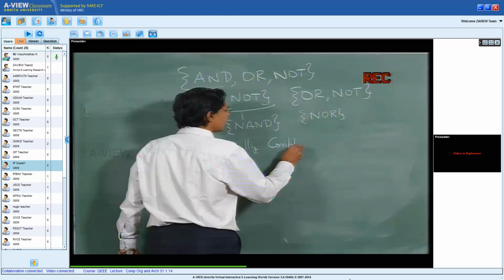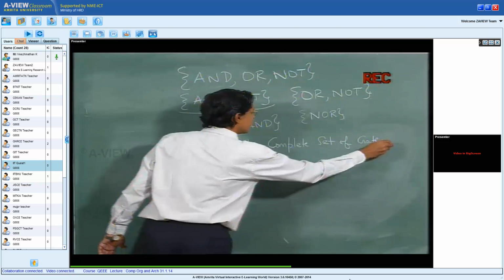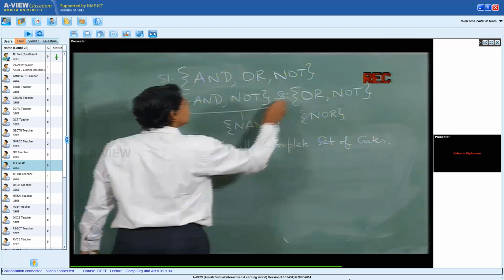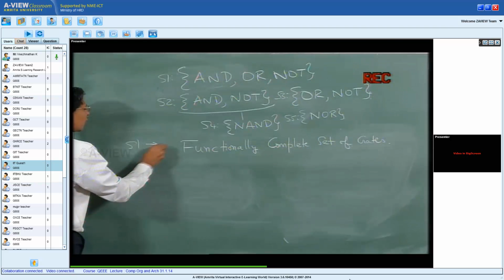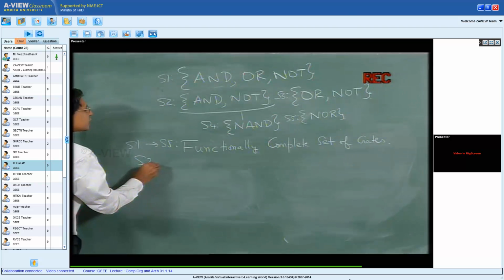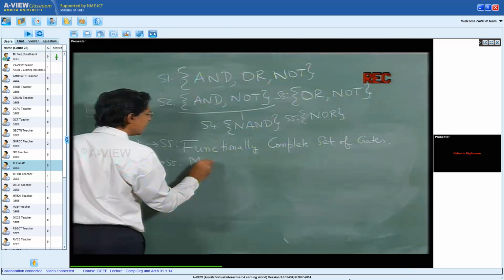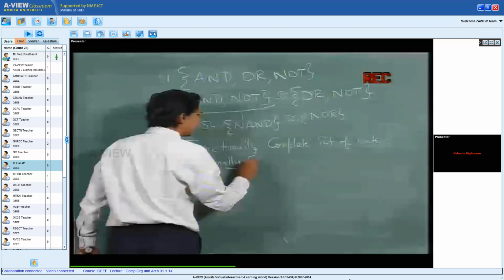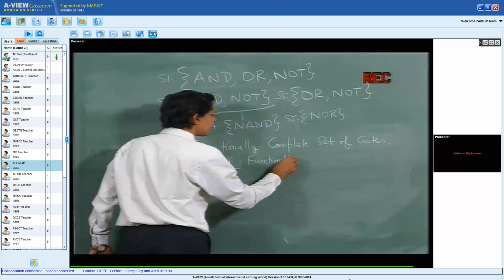Functionally complete sets of gates. Let me number them as S1, S2, S3, S4, S5. All S1 to S5 are functionally complete. In this, S2 to S5 are minimal functionally complete.